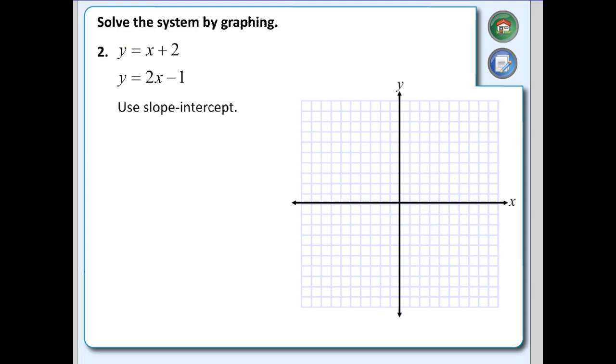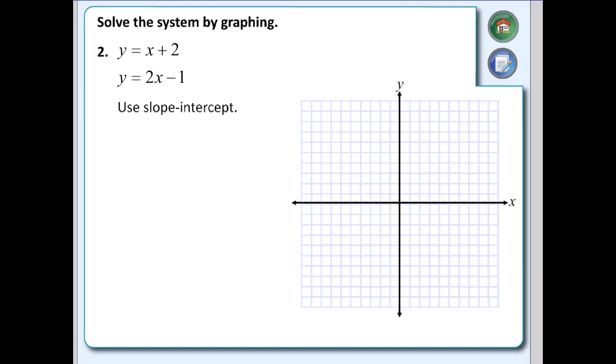All right, let's try another one. Let's look at number 2. What form of the line are these equations? Yes, Mrs. Burton gave you slope-intercept form. And we know how to graph lines in slope-intercept form.